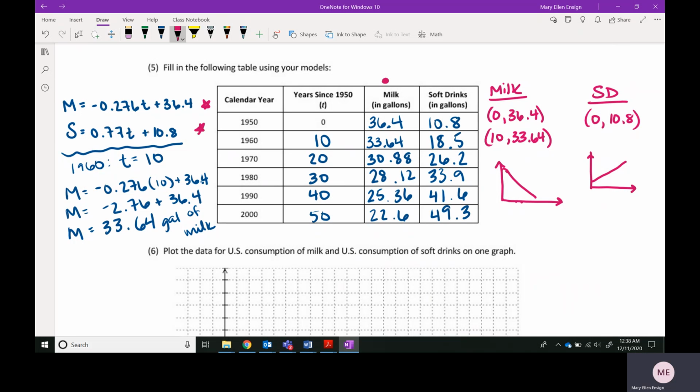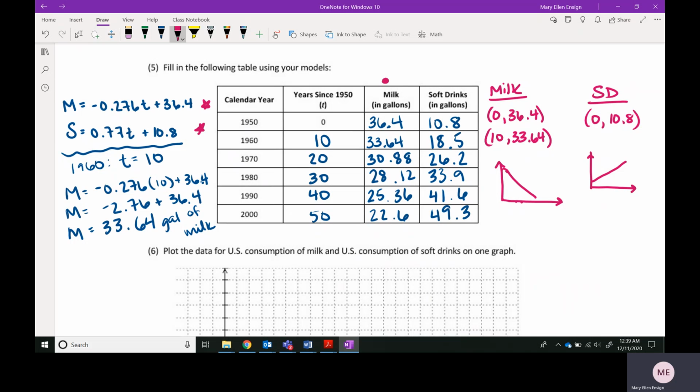So again, just to remind you, I used these two equations that I'm putting the star by, and then T was whatever was in each of these columns. So for example, to get the amount for 1980, I took 30, plugged it in for T, multiplied, and then added using order of operations. Same thing here for T, so I found the milk and the soft drink.